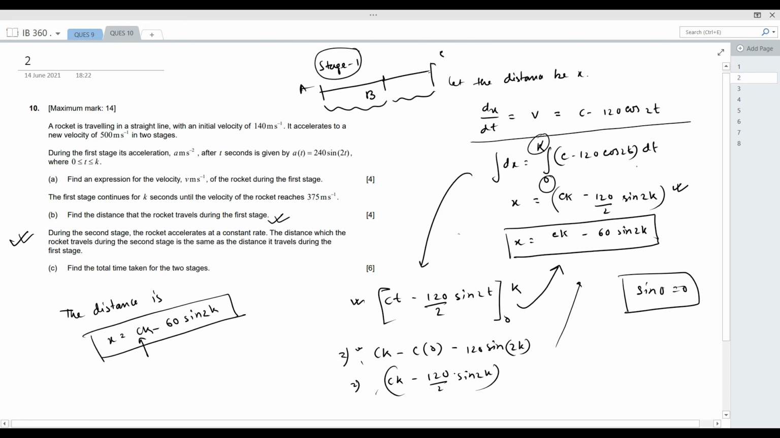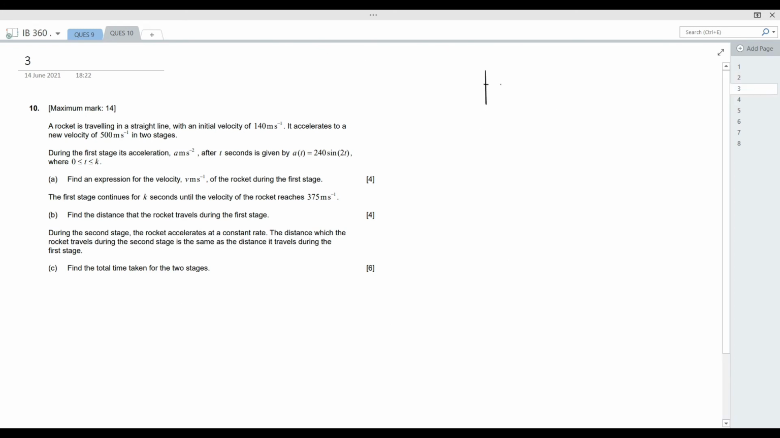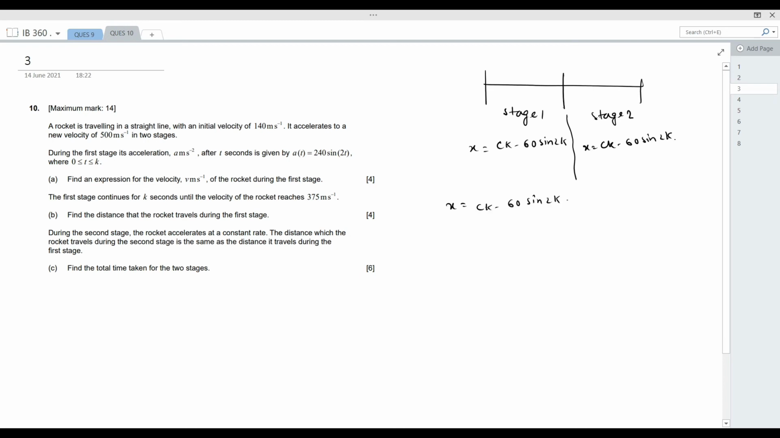Let me again draw the part. This is stage 1, this is stage 2. The distance for stage 1 is ck minus 60 sine 2k, and this distance is also x equals ck minus 60 sine 2k. Okay, now we need to do some work here. Here we have found the stage 2 distance is also ck minus 60 sine 2k.